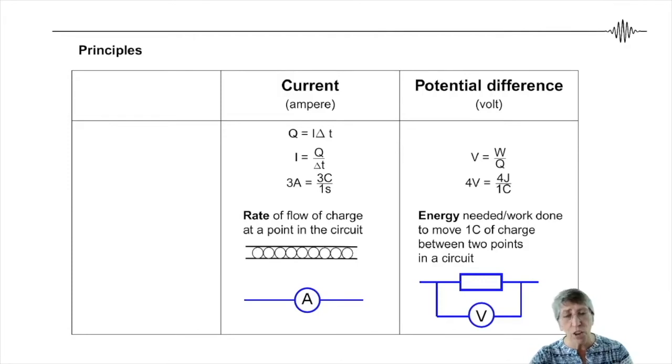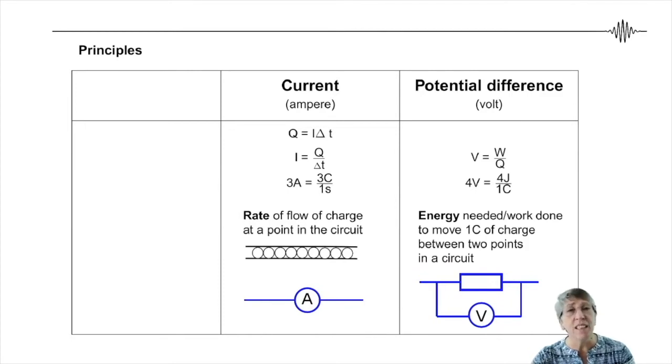Because this voltmeter needs to measure the energy needed to move 1 coulomb of charge between 2 points. So what this voltmeter is actually doing, it's catching 1 coulomb over there and we are comparing their energy before to their energy afterwards. So it's telling you how much joule is needed to move that 1 coulomb of charge from that point to that point. So that is your potential difference.